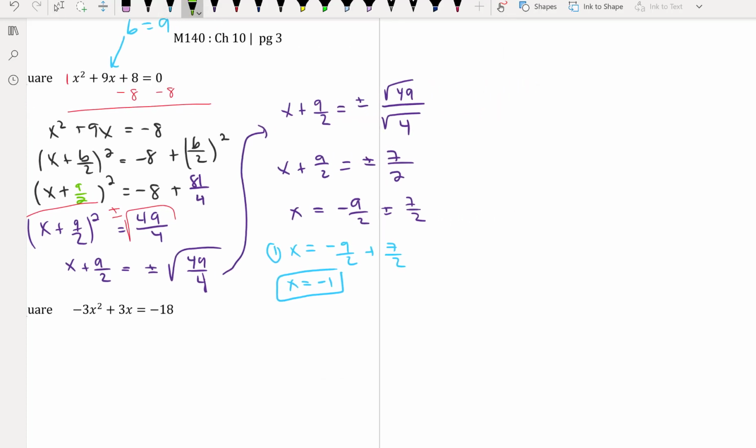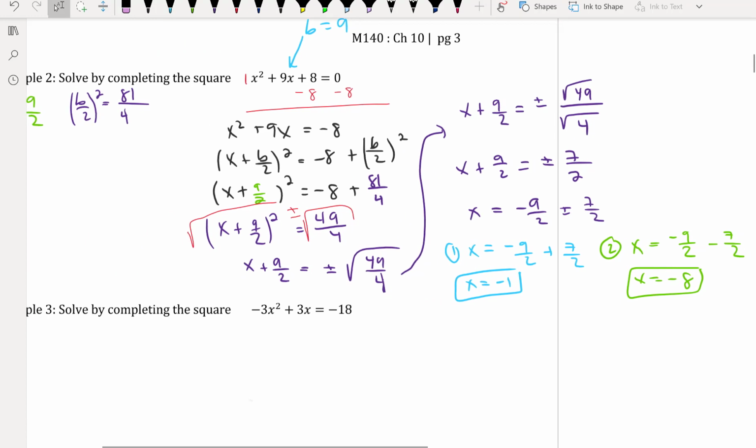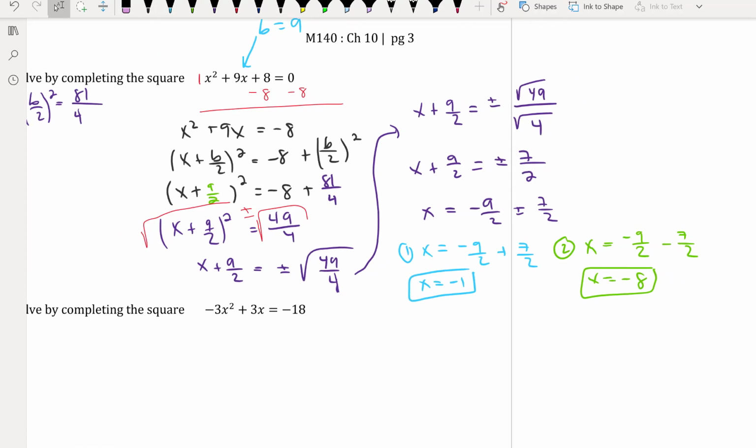Now I'm also going to have my second answer, which is x is equal to negative 9/2 minus 7/2. So I'm going to plug that into my calculator. So negative 9/2 minus 7/2, and I get x is equal to -8. So that's going to be my answer for example number 2. I get -1 and -8 as my final answer. Okay, well, I hope that helps.